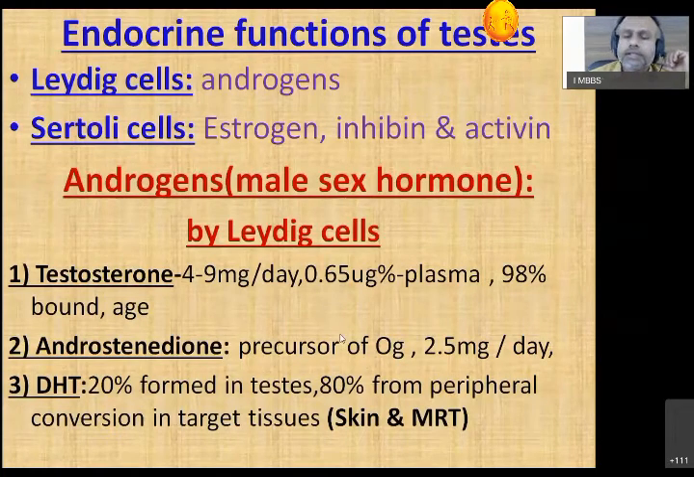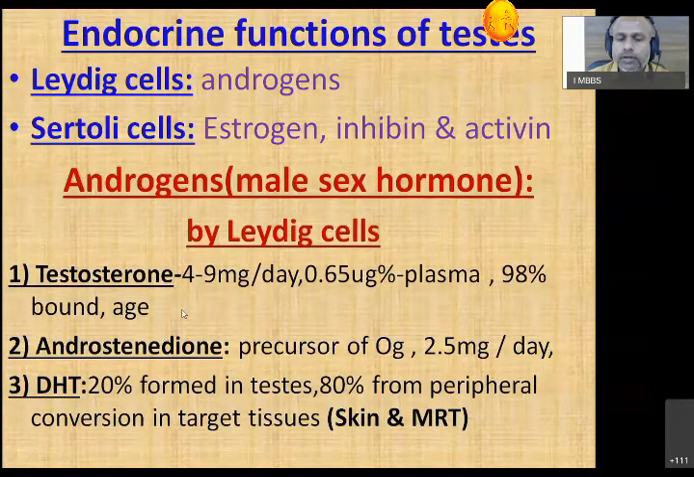Endocrine function of testes, that is, the secretion of hormones. Leydig cells secrete testosterone hormone. Sertoli cells secrete, as we have seen in the last slide, inhibin, and activin, which will start the multiplication of spermatogonia. Inhibin inhibits FSH and LH from the anterior pituitary, and a very small amount of estrogen is secreted by Sertoli cells. These are the hormones formed by testes, and the maximum hormone formed is androgen, that is testosterone, 4 to 9 milligram per day in the adult testes.